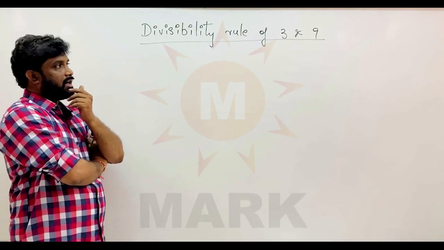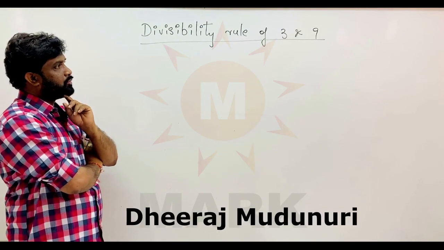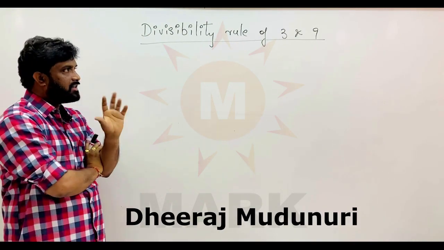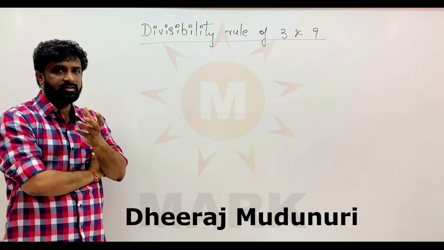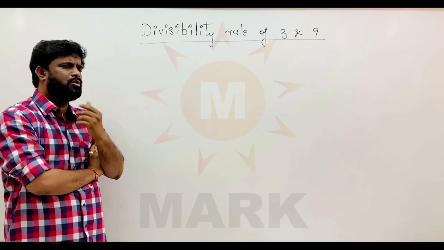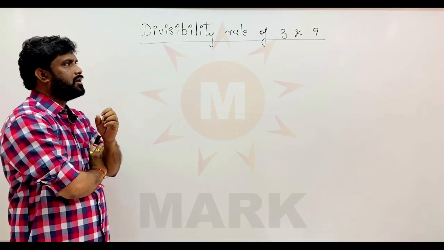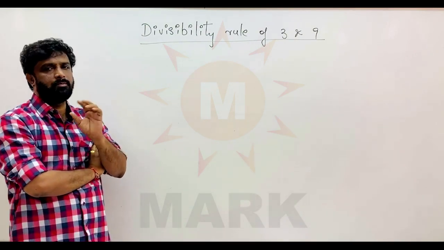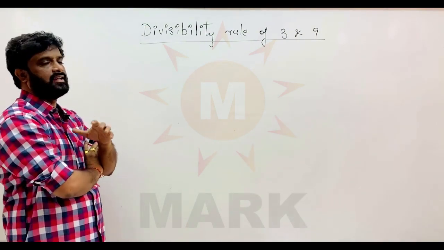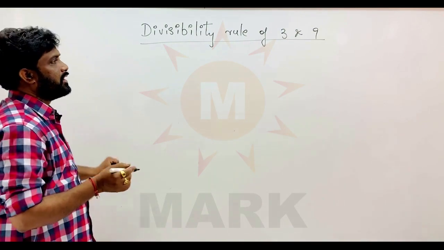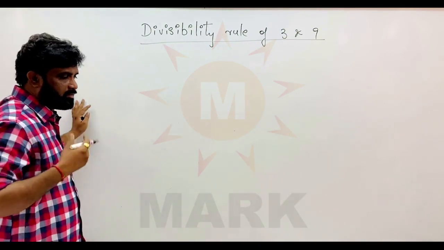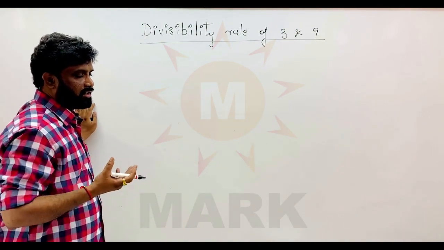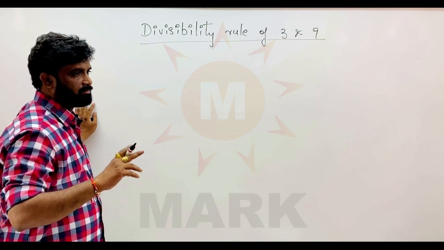Friends, now let us have a look into the divisibility rule of 3 and 9. Why have I written 3 and 9 at a time? Because there is a lot of similarity between them, almost the same, except for the values of the numbers. The logic behind the divisibility rule of 3 and 9 is almost the same. Now, in these divisibility rules, there are two methods.